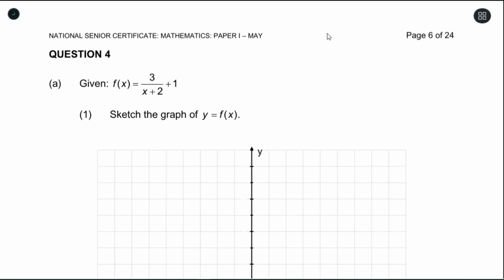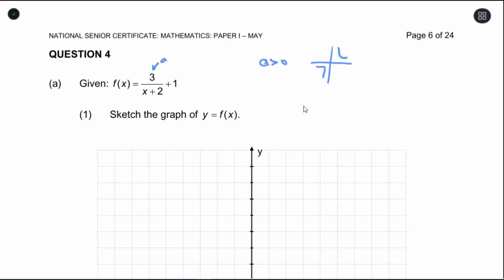So this is question 4. Now question 4 says, given that f of x is equals to 3 over x plus 2 plus 1, sketch the graph of y is equals to f of x. Okay, so since this is hyperbola, we would need a certain key point. Now, the first thing that we'll look at is the shape. Now, this 3 represents our a, and if a is greater than 0, it means our graph is going to look like this. Okay, so that's the first thing we need to know.